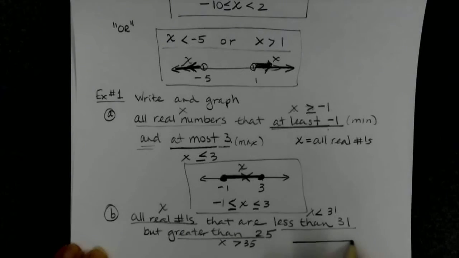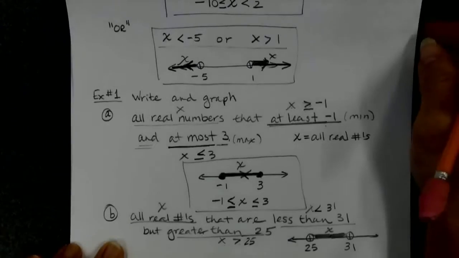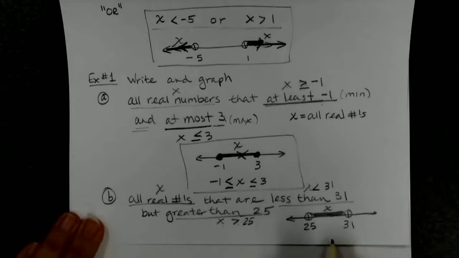Okay, so when we graph this together, we have 25 here, and here's 31. X is less than 31, so less than goes this way. And this one is x is greater than 25, so it goes this way. And here's my x. So my compound inequality for this would be x is greater than 25 but less than 31.